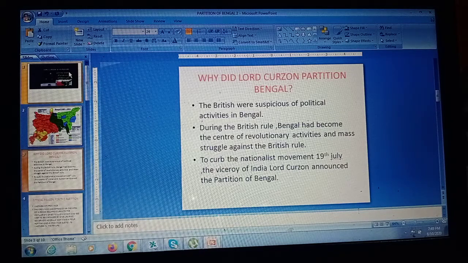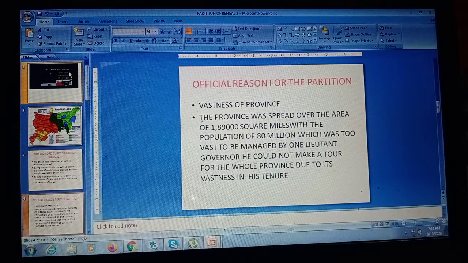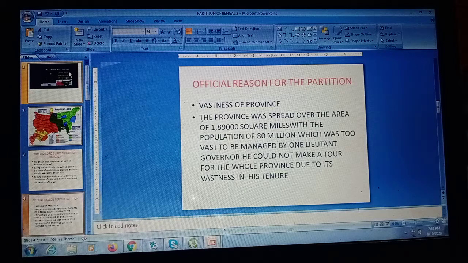So to curb the nationalist movement, on 19 July 1905, the Viceroy of India, Lord Curzon, announced the Partition of Bengal. Now, what was the official reason for the partition? One keyword, please do not forget it: territorial reorganization. As I already mentioned, the whole province of Bengal comprised Bihar, Orissa and Bengal as a whole. So obviously the question arises of the vastness of the province. The province was spread over an area of 1,89,000 square miles with a population of 80 million, which is too vast to be managed by one lieutenant governor. So that was the official reason he gave.